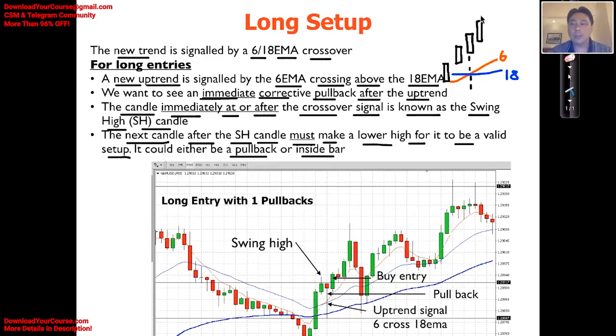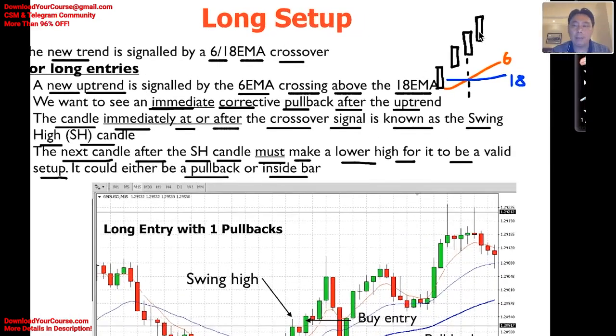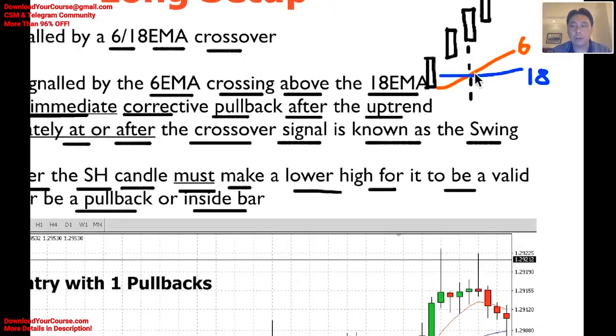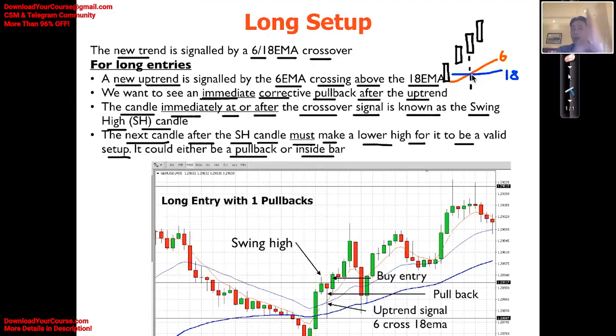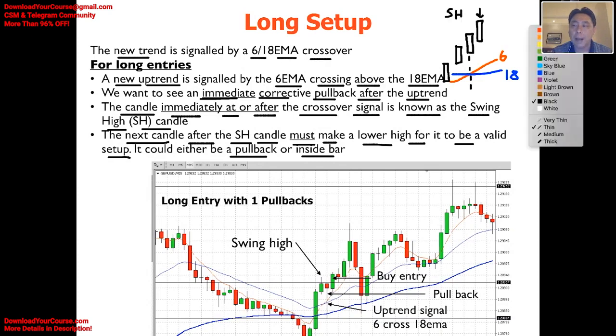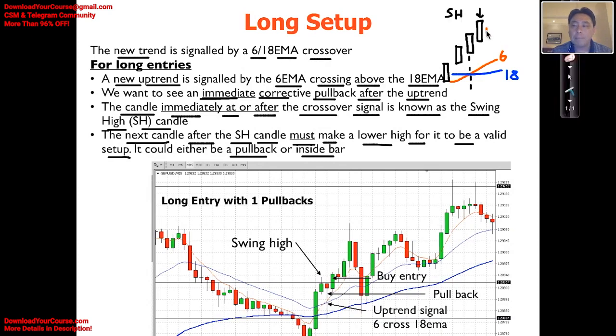So is this swing high allowed? Yes, because it comes right after the cross. Remember, right at the cross or right after the cross, but no later than that. In other words, after this swing high candle appears, let's mark this as a swing high candle, the next candle must be a pullback candle, or it must be an inside bar candle. If it is not, we do not take the trade anymore.